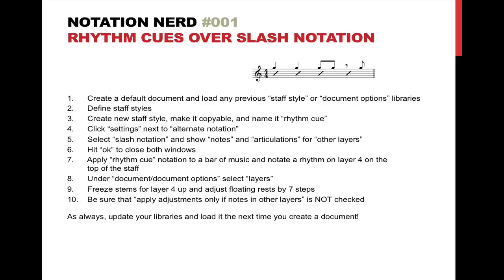Under document options, we're going to select our layers and freeze the stems up and adjust the floating rest by 7 steps. It's really important that apply adjustments only if notes in other layers is not checked. At the end, we'll update our library so that we can load it the next time that we need to use it. Alright, let's go ahead and get started.